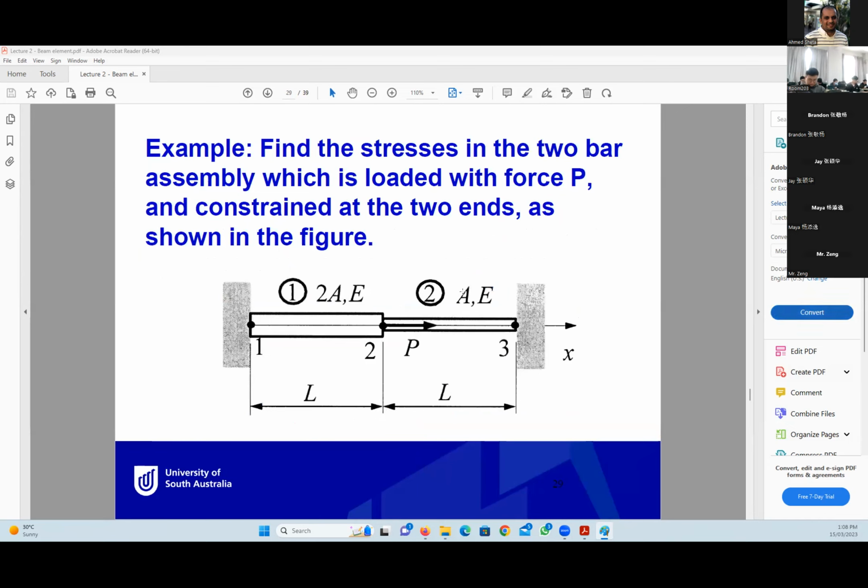We have an example of a bar element. We need to find the stresses in the two bar assembly, which is loaded with force B and constrained at one end as shown in the figure. Okay, can you see it? I will explain this example with you.